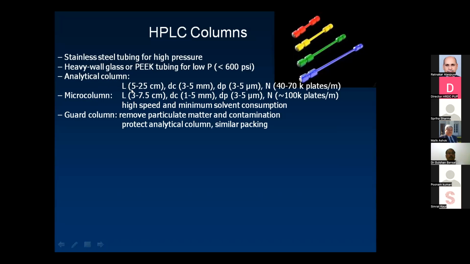Analytical columns are usually 5 to 25 centimeter in length, with the particle size being 3 to 5 micron and the diameter being 3 to 5 mm. And they usually have 40,000 to 70,000 plates per meter. And micro columns are usually 3 to 7.5 centimeter in length. They are micro bore, meaning they are 1 to 5 mm in diameter, and the particle size is again 3 to 5 microns.